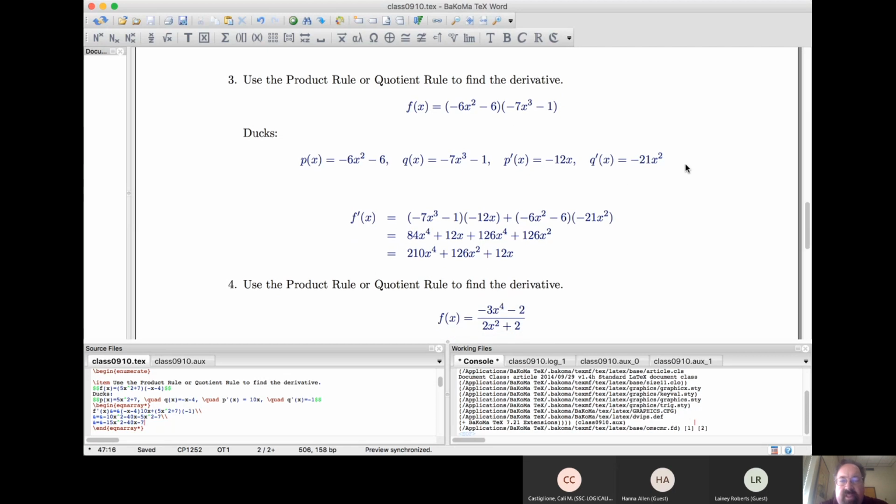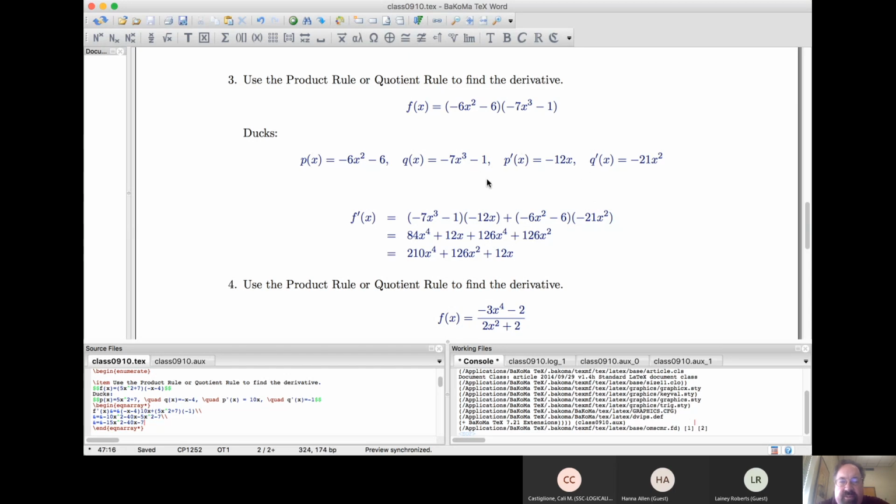Okay. Another product rule one. So here we have f is a product of these two functions. So we pick out, here's our p, and here's our q, and then take the derivatives of those. So again, we're using the power rule in both cases to get, so minus 6x squared gives us minus 6 times 2 times x, so that's minus 12x. And then here we have minus 7 times 3, and then times x squared, so thus we get minus 21x squared. So now we have our ducks in a row.